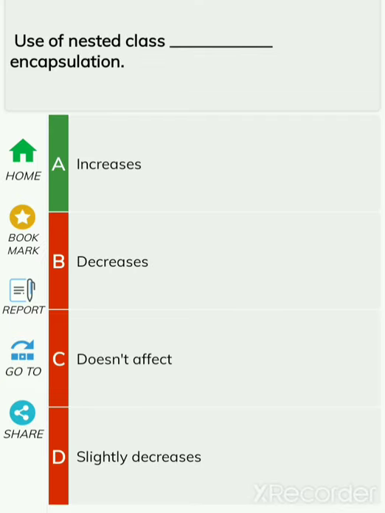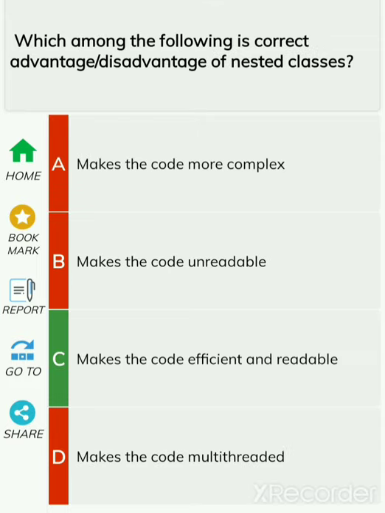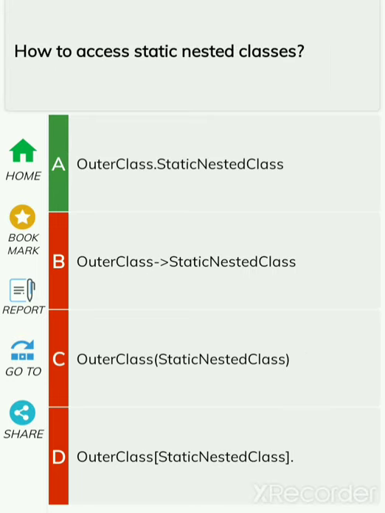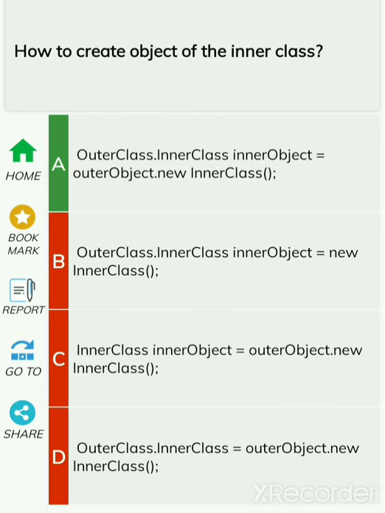Use of nested class increases encapsulation. Which among the following is a correct advantage or disadvantage of nested class? Makes the code different and readable. How to access static nested classes? Outer class dot static nested class. How to create object of the inner class? Outer class dot inner class, inner object equal to outer object dot new inner class.